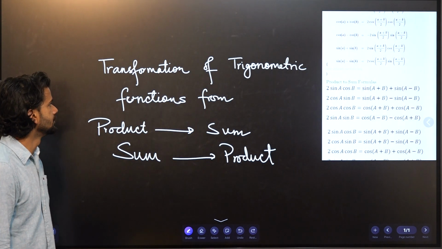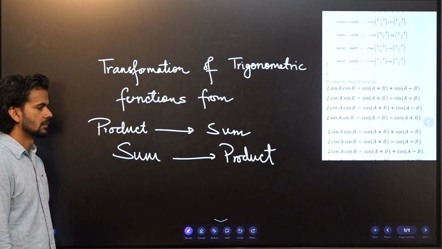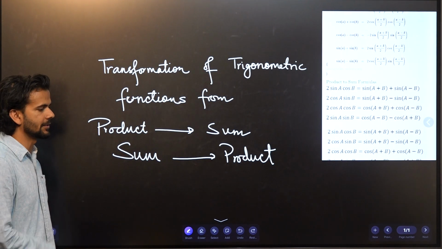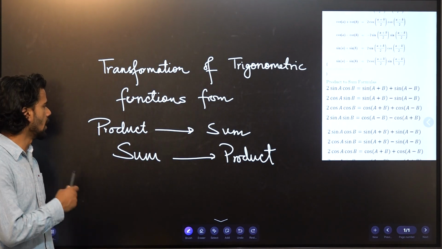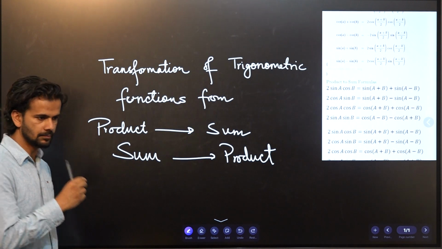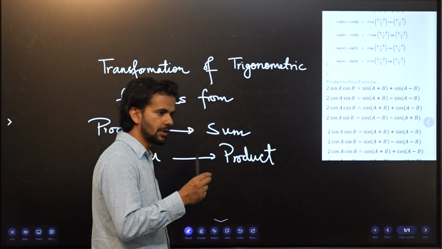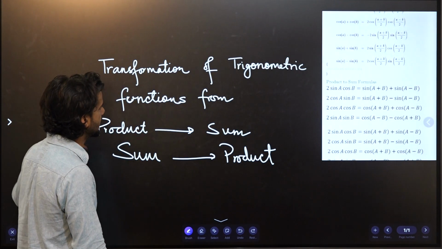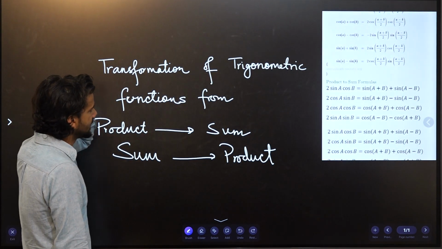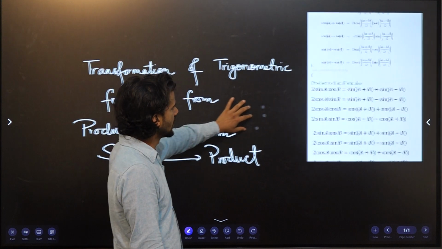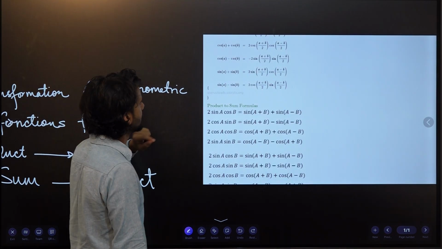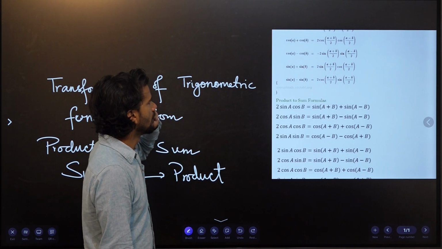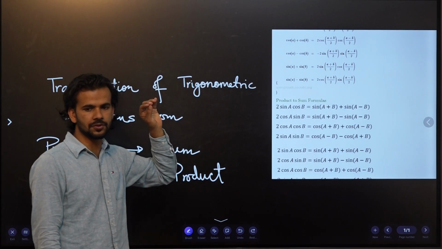Alright, so the next lesson is transformation of trigonometric functions from product to sum and from sum to product. What does it mean? It means, let's say you have trigonometric functions cos A and cos B.